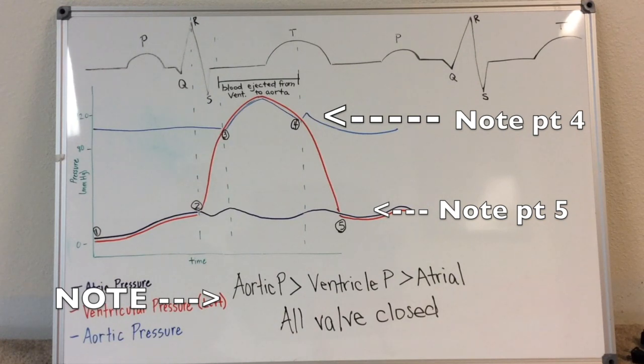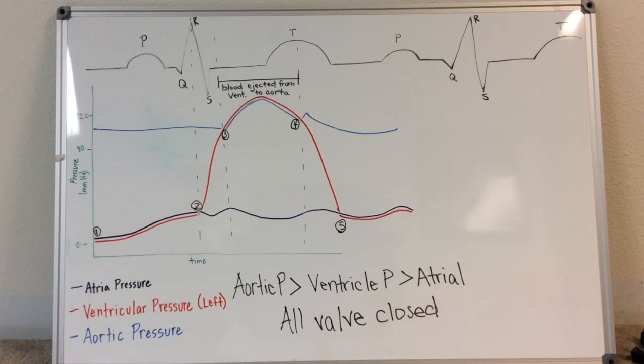There is a rapid decrease in ventricular pressure. This is when the ventricle is repolarizing and going through diastole. During this time, aortic pressure is greater than ventricular pressure, so the aortic valve is closed, but ventricular pressure is still greater than atrial pressure, so the AV valves are also closed. During this time, the atria continue to fill with blood from the vena cava.